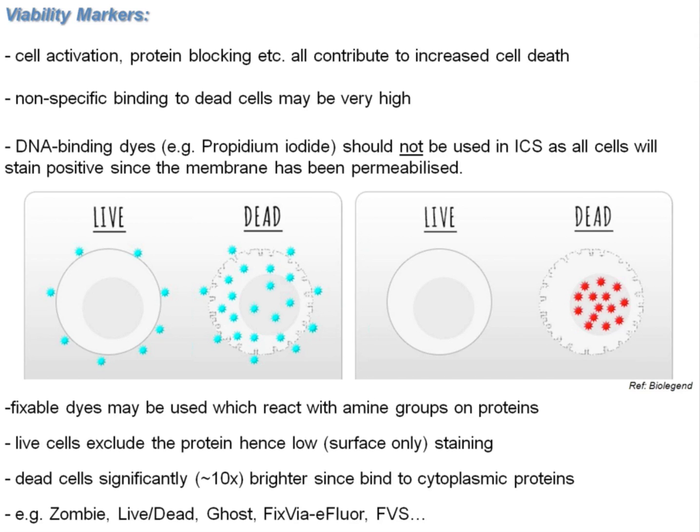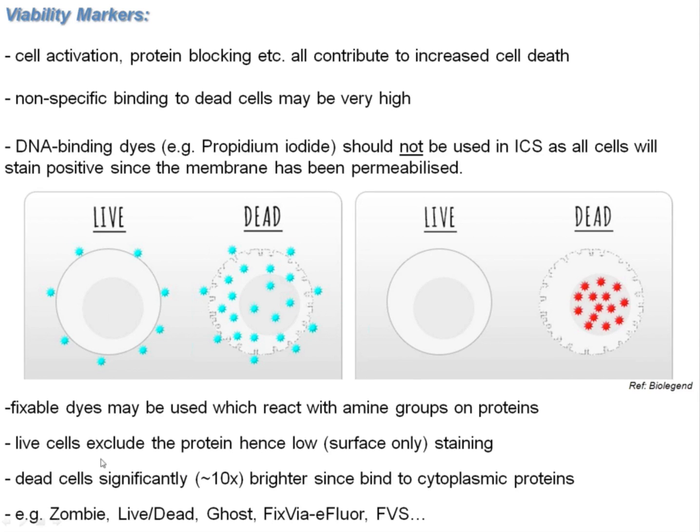But fortunately, over the last few years, they've come out with these new amine dyes or fixable dyes, and these bind to the amine groups on proteins. Essentially, if we look at here, in a live cell, you'll get a small bit of binding to the cell surface, and in a live cell, the cell itself will actually pump out these dyes, so they won't be able to bind intracellularly. Whilst in a dead cell, the dye can get in and bind a lot brighter, and you'll see that that's maybe a 10 to 50-fold brighter signal. So that's really a great tool that's benefited us in the last few years.